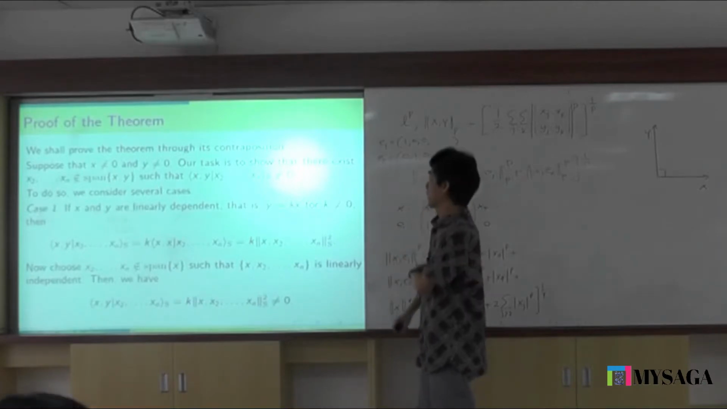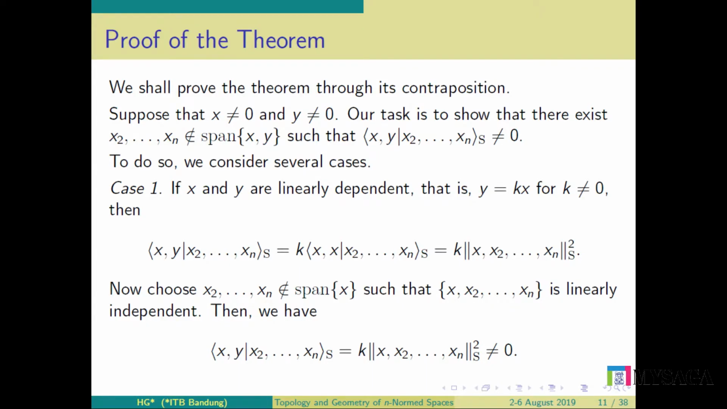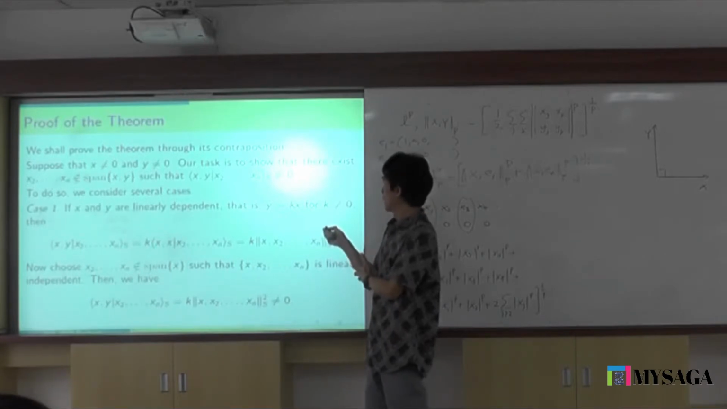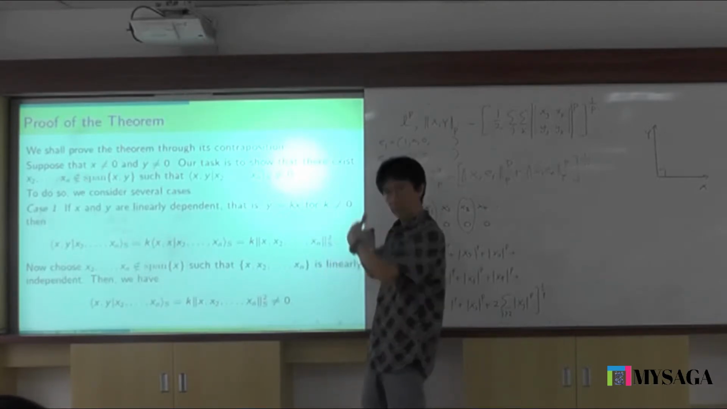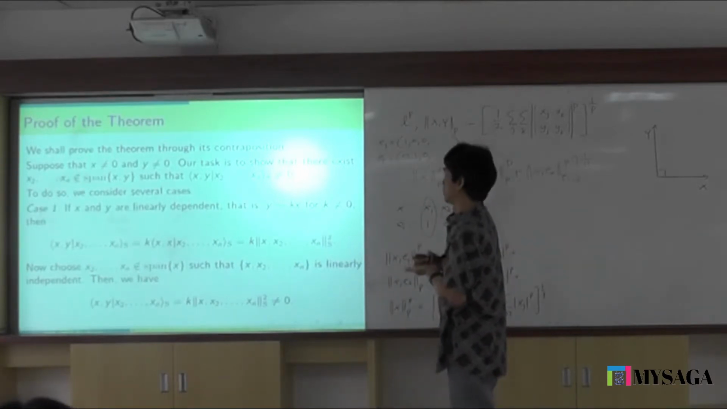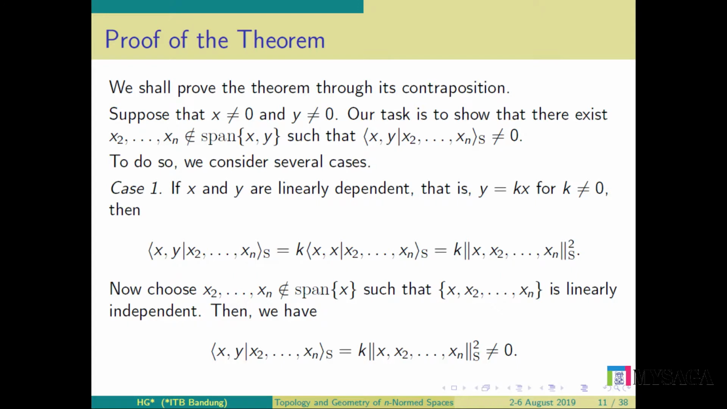So suppose x and y are not 0 vectors. Our task is to show that there exist x2 up to xn not in the span of x and y such that this is not 0. If we can do that, then the contraposition holds, right? So to do so, we consider several cases.